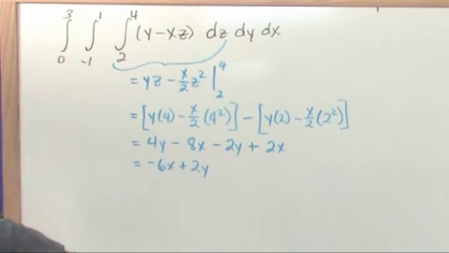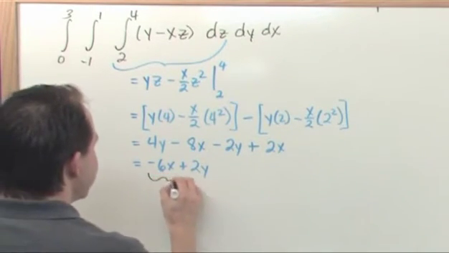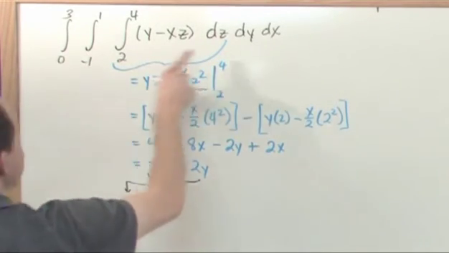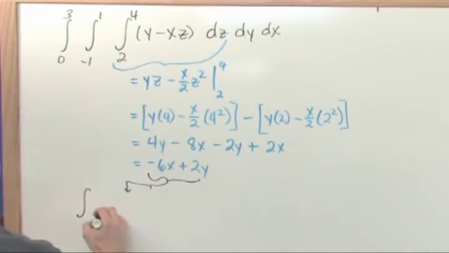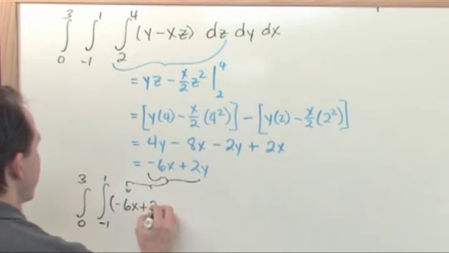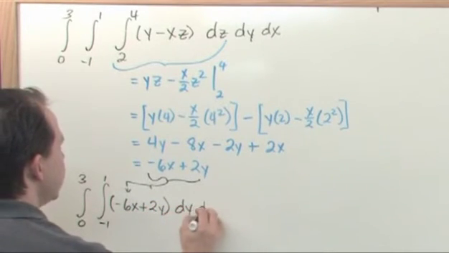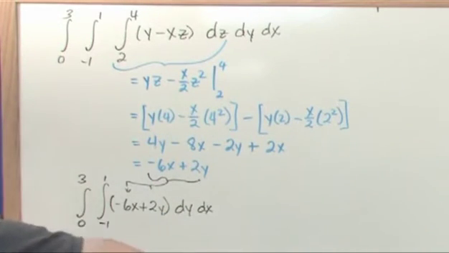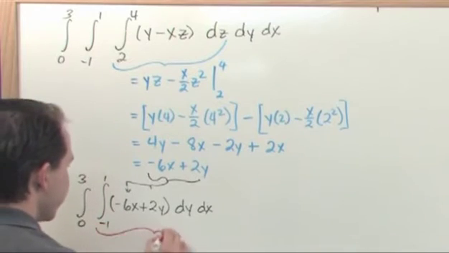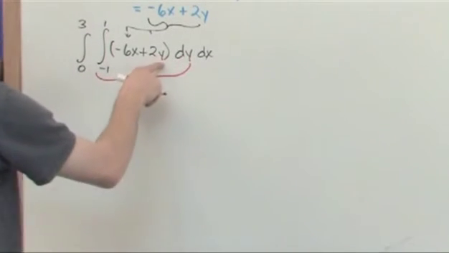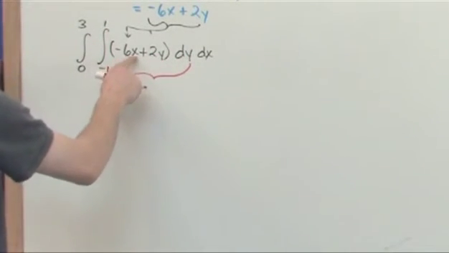Because what we're going to do now, I'm going to switch colors, is I'm going to take this and integrate it like this. Just to make it totally clear to you, I'm going to rewrite everything. 0 to 3, negative 1 to 1. The function is negative 6x plus 2y, and I'm integrating that dy dx. I've just taken the answer, and I'm integrating along dy and dx. I'm going to do exactly the same thing that I did before. I'm going to draw a little curly brace, and I'm going to evaluate that inner integral first. Here I'm integrating along dy, so y is what I'm integrating over. Anything else is constant, including this x.